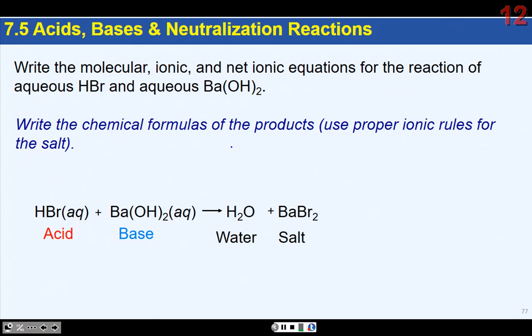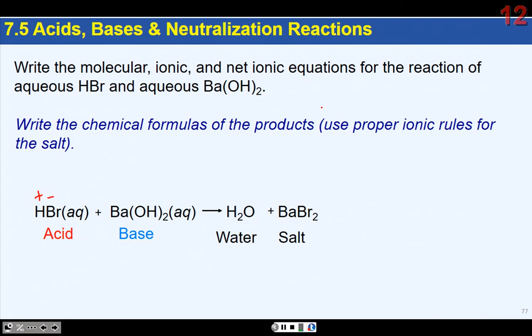So let's try a couple of these. We can write molecular, ionic and net ionic equations for these reactions as well. We'll do one with hydrobromic acid, aqueous HBr, and aqueous barium hydroxide. To begin with, we always have to write the formulas of the products, predicting them carefully using proper rules for ionic compounds for salts. So don't forget your charges on things. We're going to use these again and again.